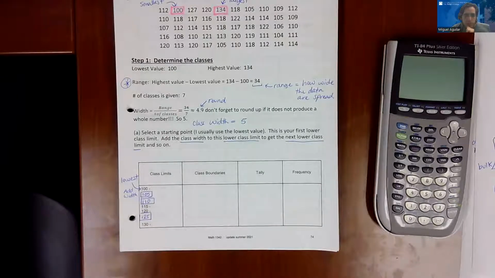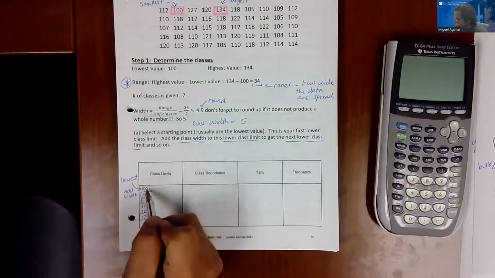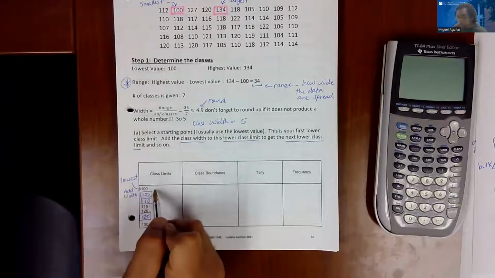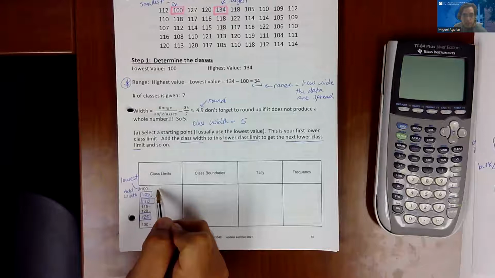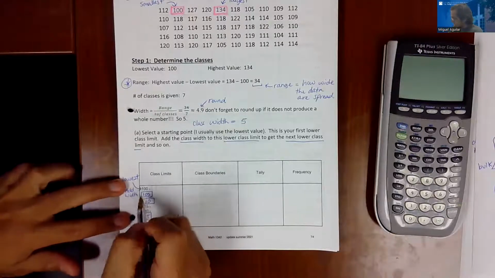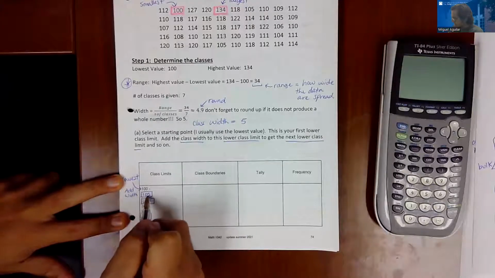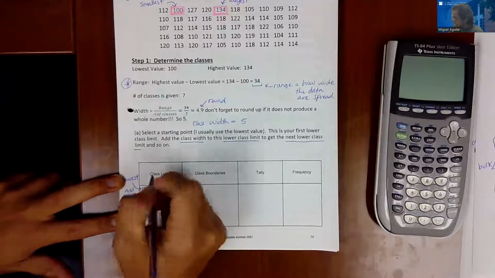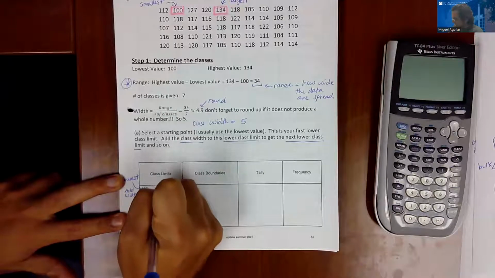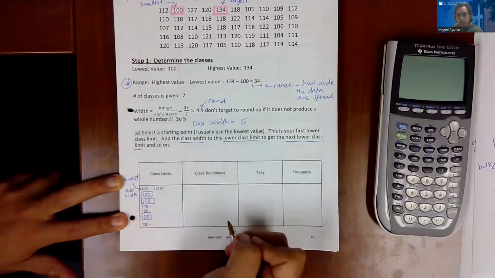Then as we move on, if we look at the first class here, the upper limit here, which is blank, is just one less than the next lower class limit. Okay, that's a lot of words. In simple terms, if this lower class limit is 105, then this upper class limit should be one less than that, or 104. That makes sense?